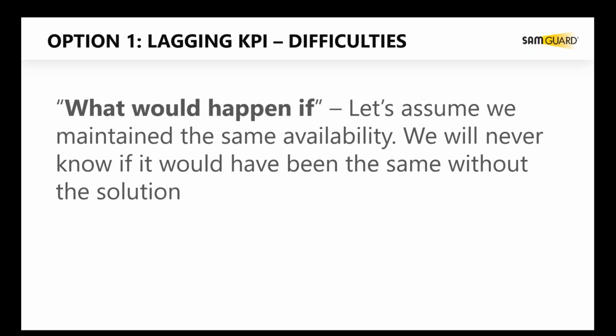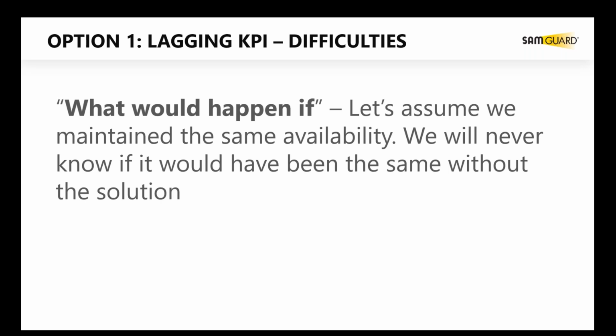So it doesn't matter if you're producing the same availability, or if you're producing more, or even if you produce less. It may be that the situation of less would be much lesser unless you implemented the solution. So when we're implementing lagging KPIs, the first thing that we don't know is our baseline, because the baseline of last year is not necessarily the baseline of this year, and we actually don't know it.